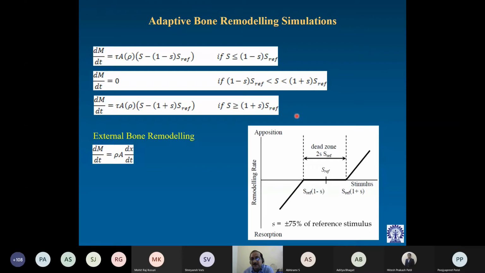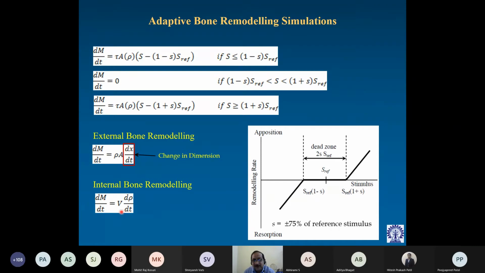The next thing that comes is the external bone remodeling. As I was telling you, it follows almost the same rule as the internal bone remodeling, but remember, there the thickness of the cortical layer is actually changing. It may increase or decrease. So here it is dx/dt, where x refers to the thickness of the cortical bone. So that is basically change in dimension of the cortical layer.